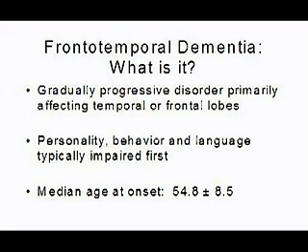The major changes are not in memory, for example, as you see in Alzheimer's disease. They're in personality, behavior, language. So it's a different disorder. And it primarily shows up with disorders of functions that have to do with the front of the brain and the temporal lobes. Another important aspect of the disease is the median age of onset, 55.